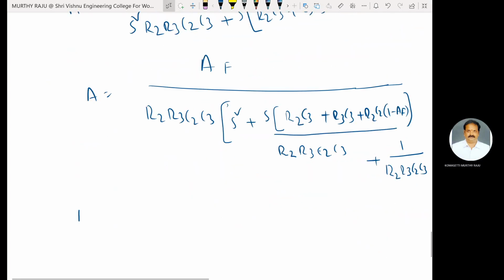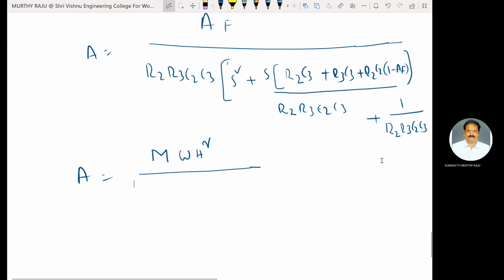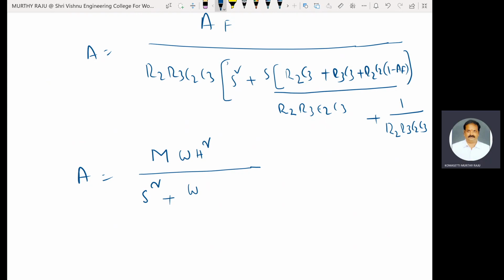Therefore finally A is equal to some gain factor M omega H square, that is, M omega H square by S square plus omega H S by Q plus omega H square. This one is omega H square is equal to 1 by R2 R3 C2 C3. M is equal to A.